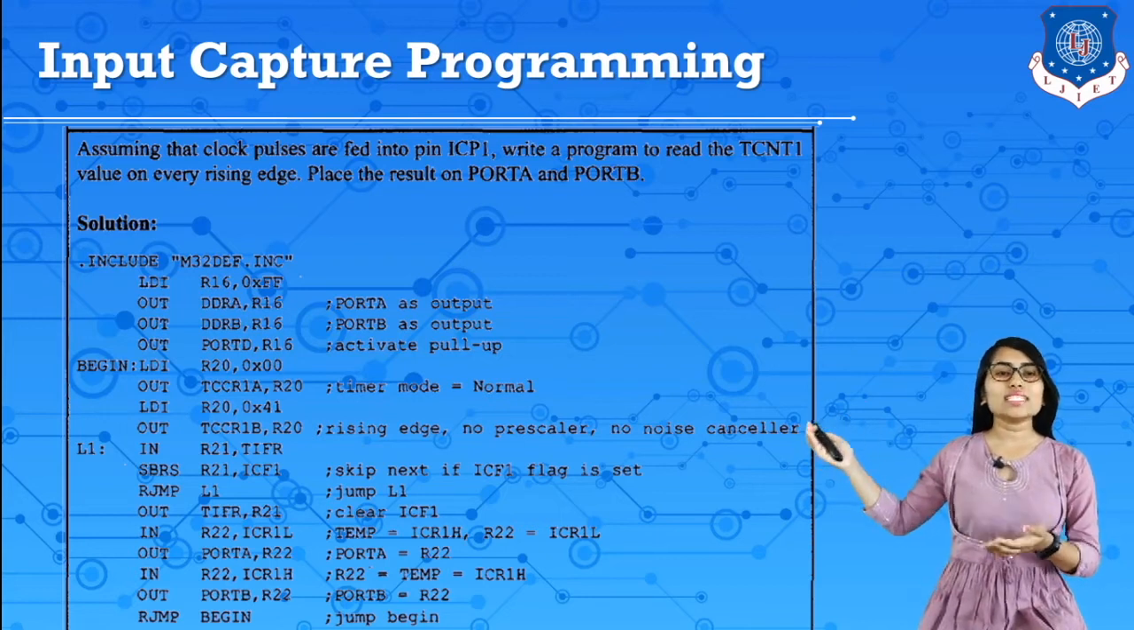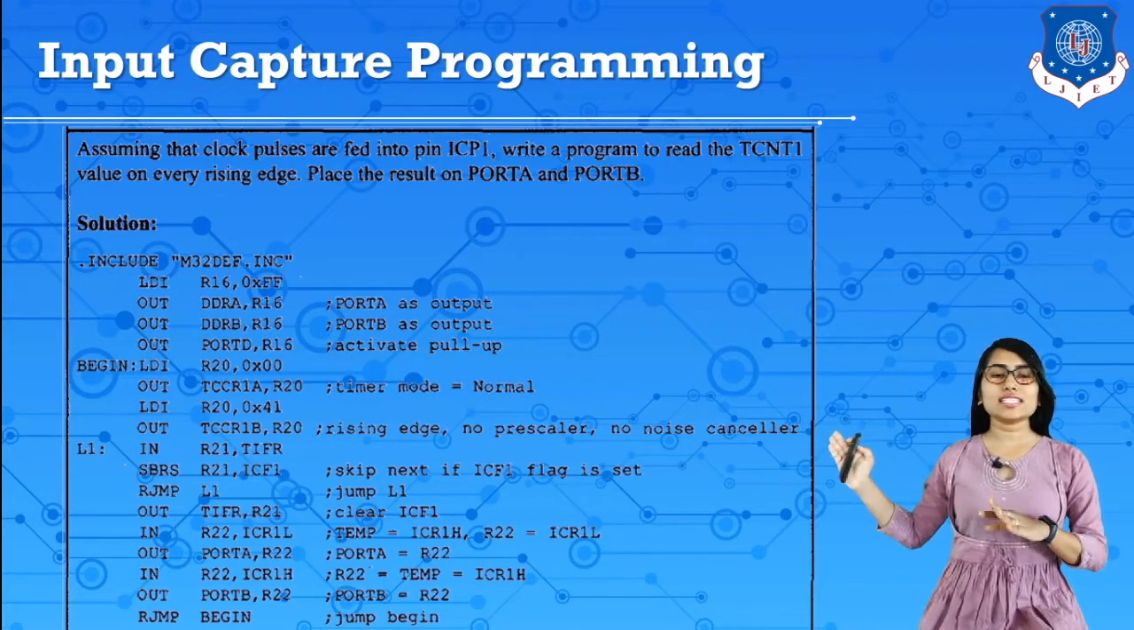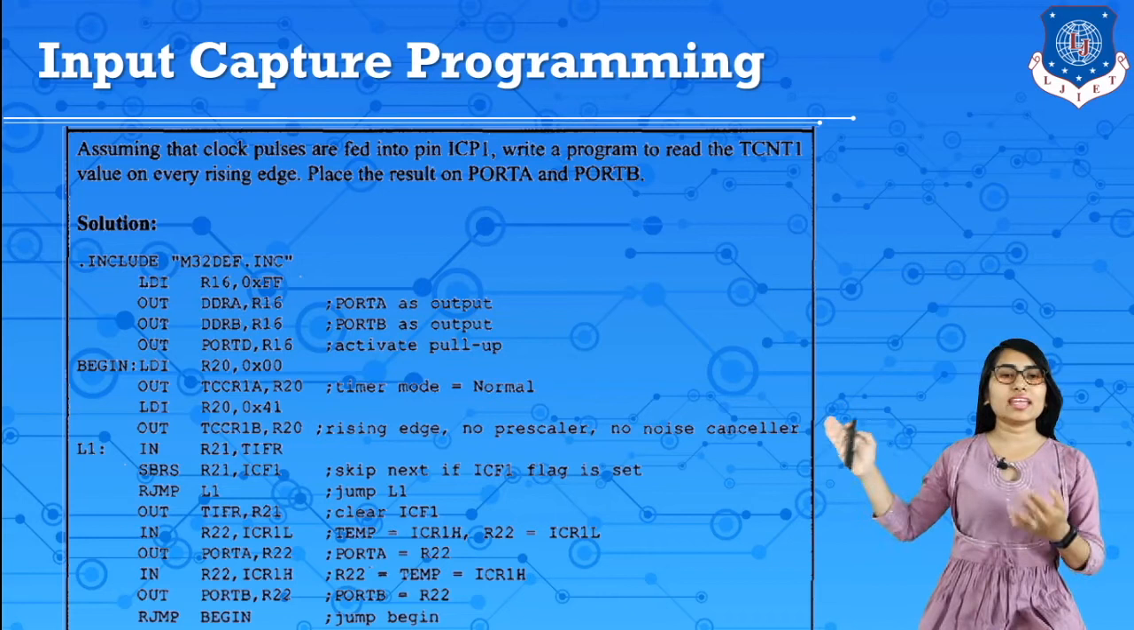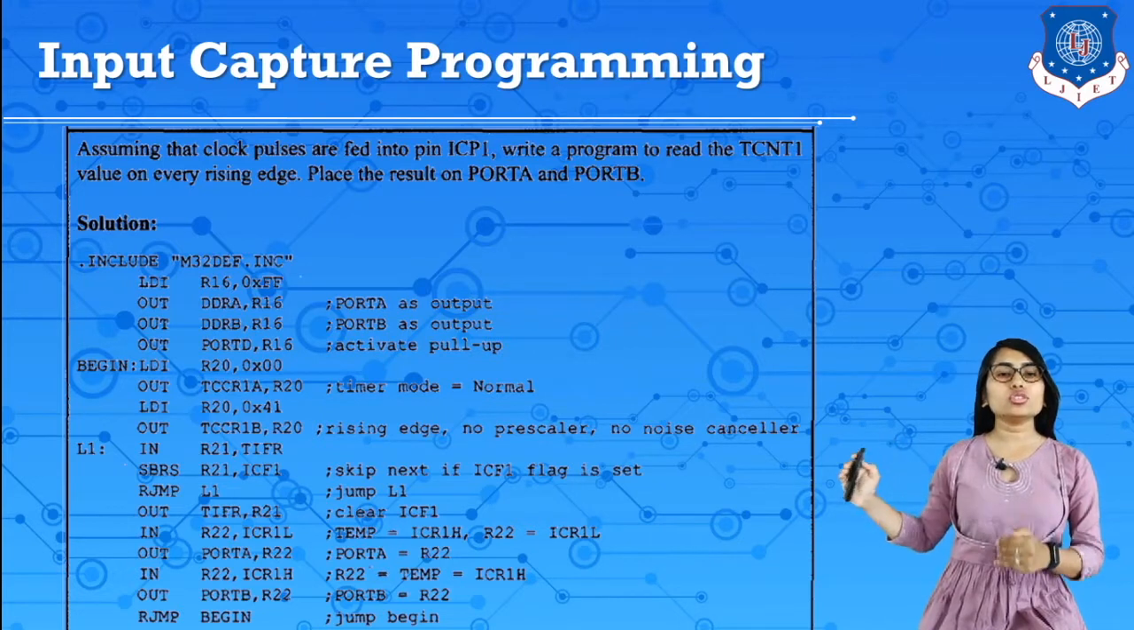So LDI R16, 0xFF; OUT DDRA, R16. Whatever the value of R16, that is FF, goes into DDRA and DDRB. So it makes Port A and Port B outputs. Now also set Port D as an output, so activate Port D. Whatever the value in R16, FF, is copied into Port D.